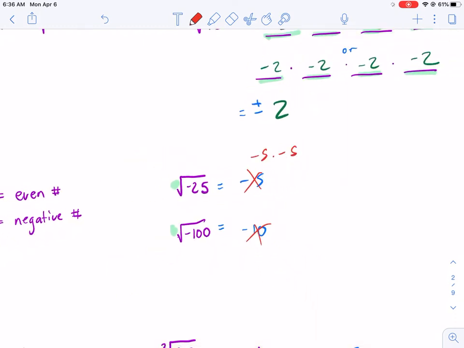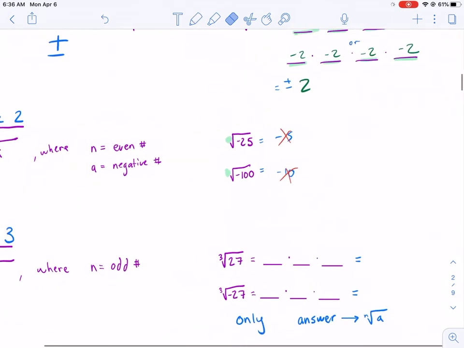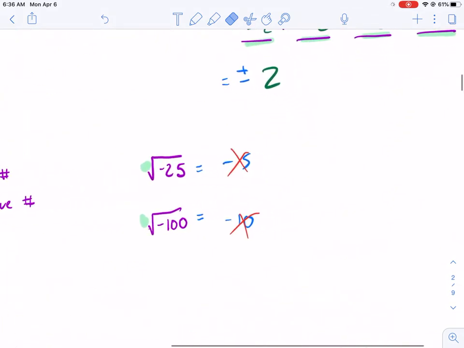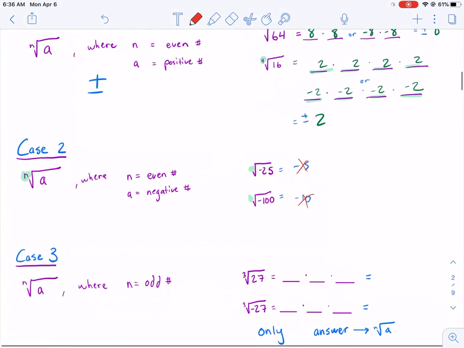Because if we have a negative underneath the radical, we need to ask what times itself gives us negative 25. So negative 5 times negative 5 gives us positive 25. There's no way for us to get to negative 25 by multiplying an even number of times by itself.